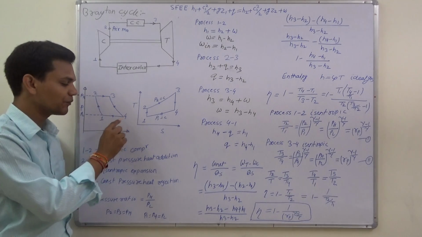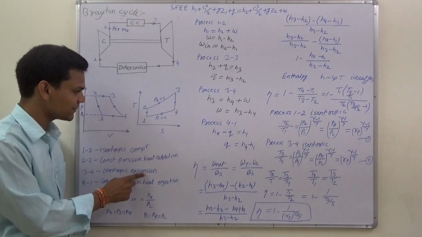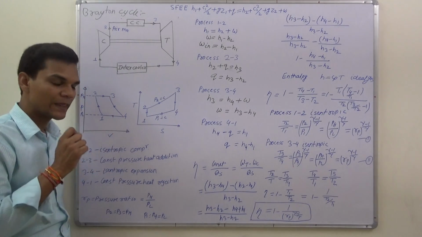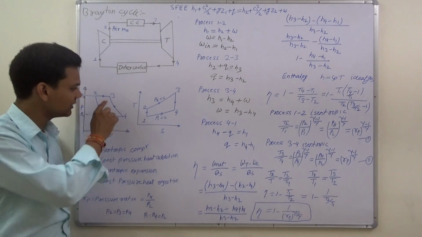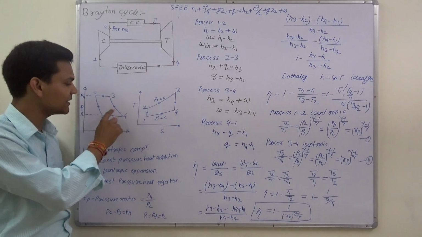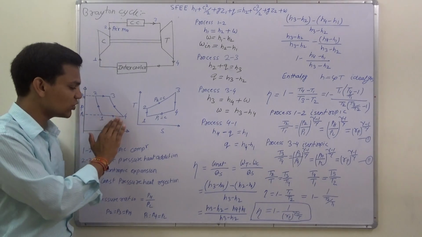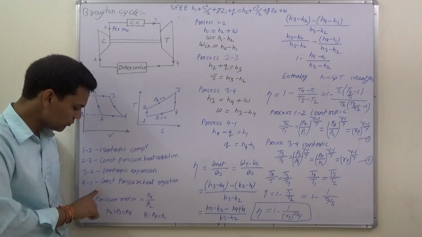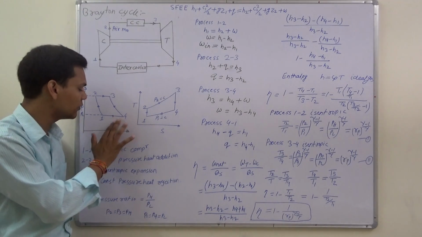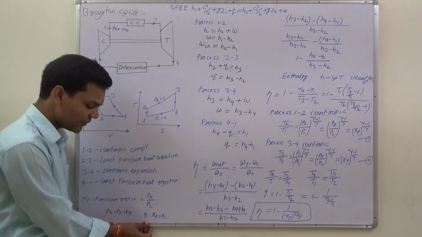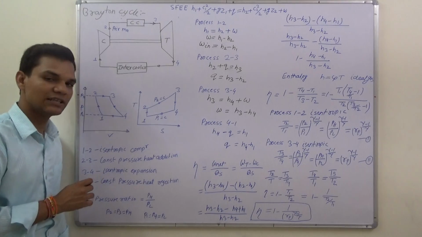3 to 4 expansion takes place in the turbine, that is isentropic expansion. Here I write from higher pressure to lower pressure, that is P3 to P4, and P1 is equal to P4 because 4 to 1 takes place at constant pressure heat rejection, means pressure remains constant from 4 to 1. So I also write P1 is equal to P4 is equal to P lower. So this is about the cycle.